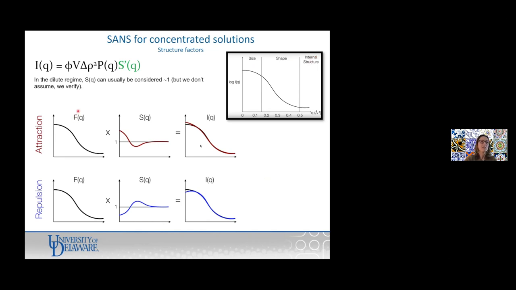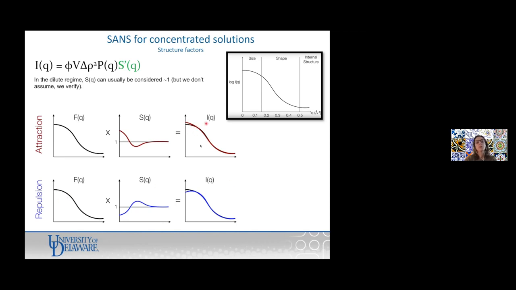Okay, so if you have different types of interactions, let's say you have your form factor here, your F of Q for your molecule. What you measure in the end is really the combination of these two, the form factor and the structure factor. And if you have some attractive interaction, you'll have a curve similar to this. And the combination of the two will then show a little upturn here. So if you see an upturn, it's typically because you have some sort of attraction potential in your sample.